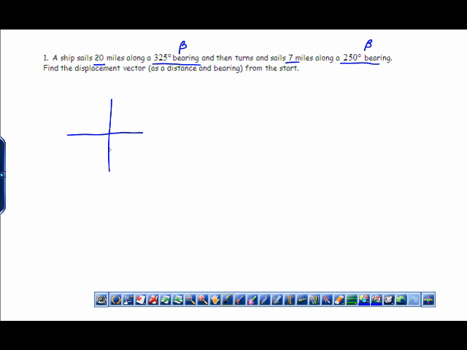325 degrees would be almost all the way around. Remember, with bearings, you start at north, and so it would look something like this, and then here we'd have 20 miles. Okay, and then from here, you would have a 250 degree bearing. South would be 180 degrees. And so, because the bearing isn't from where you're at, it's always from north. And so it puts you about where we would be in the third quadrant.